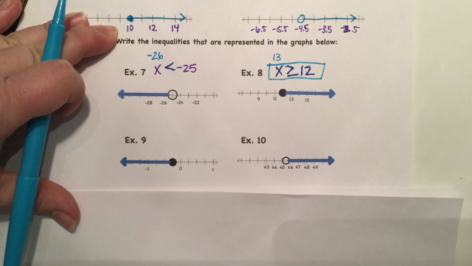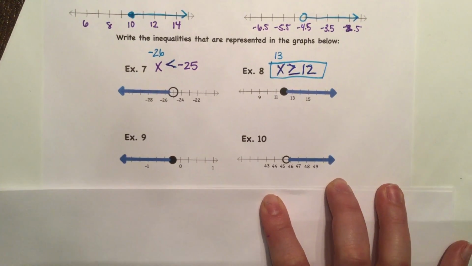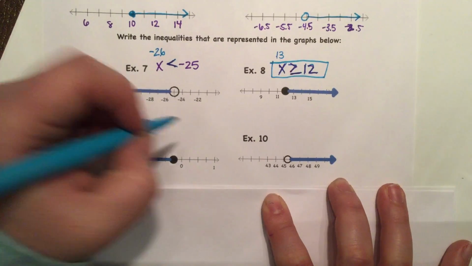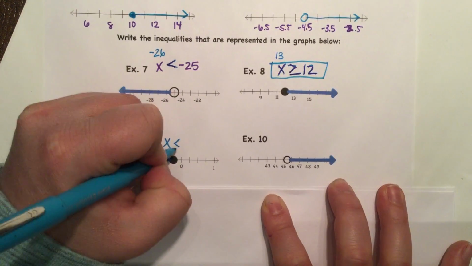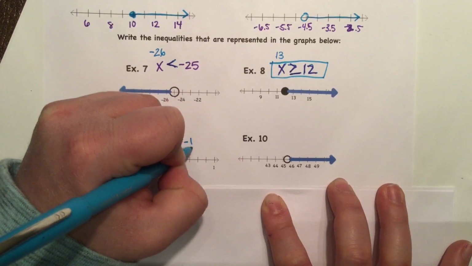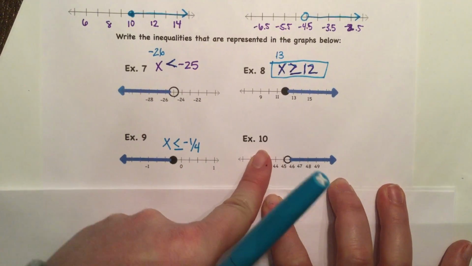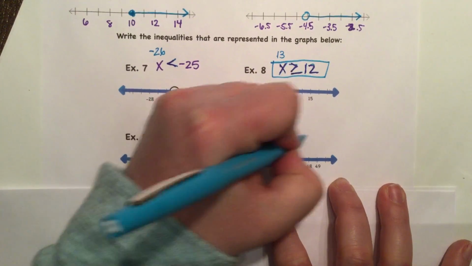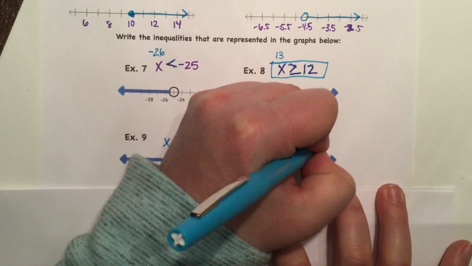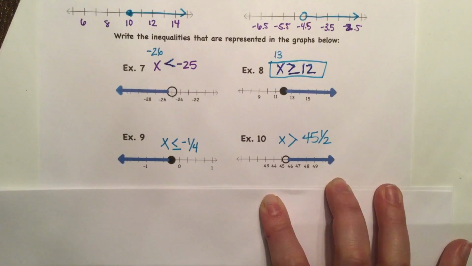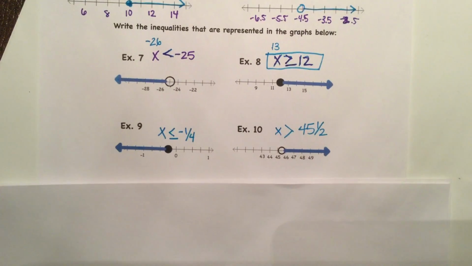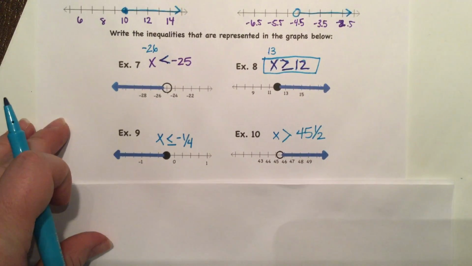All right, let's check those answers. So in this case, our inequality should be x is less than or equal to negative 1/4. And for example 10, x should be greater than 45.5. Feel free to see your teachers if you have any questions on these examples.